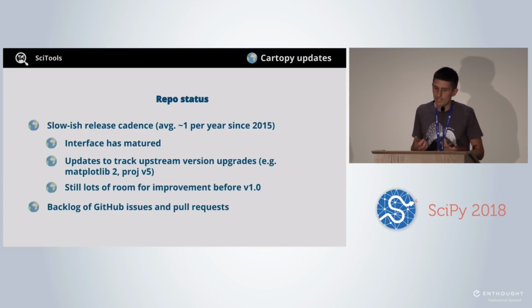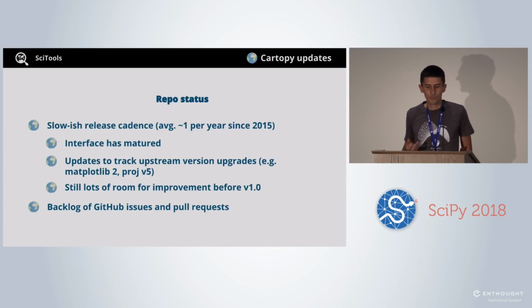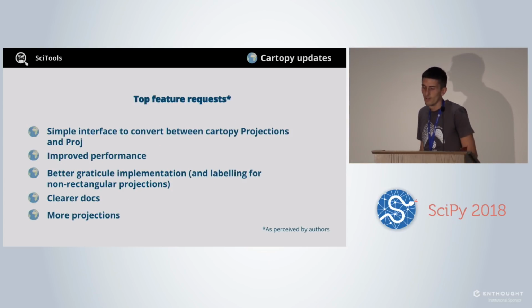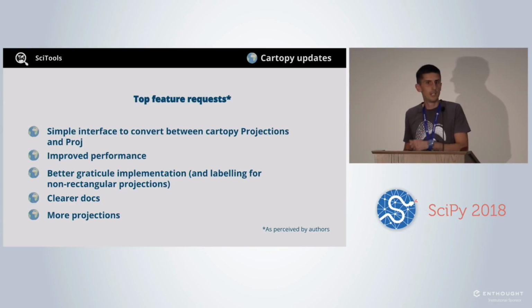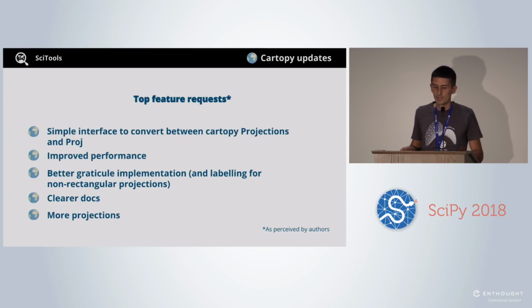One of the implications of that fairly small group is that we do have a fairly slow release cadence, about once a year at this point. But despite that, interfaces are starting to mature quite nicely. We're definitely tracking things like upgrades to Matplotlib and Proj 4. But there's definitely loads of room for improvement still. We're aware of quite a number of bigger things that we'd like to work on. For instance, being able to convert between those object-oriented Caterpie projection definitions and Proj 4. And that would really unlock some powerful interoperability between things like Fiona, Rasterio, GeoPandas, and some of the other geospatial stack.